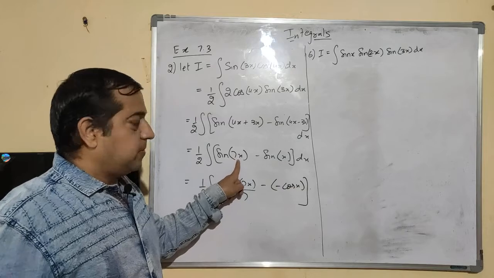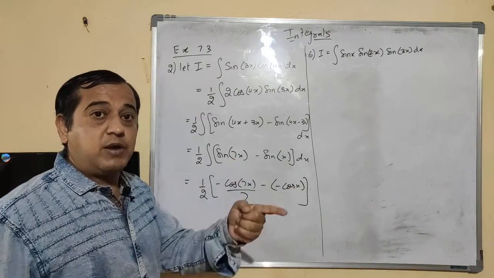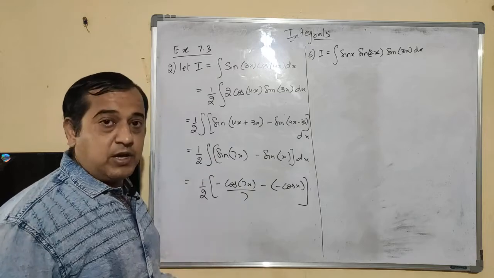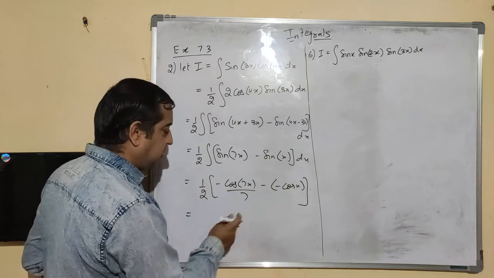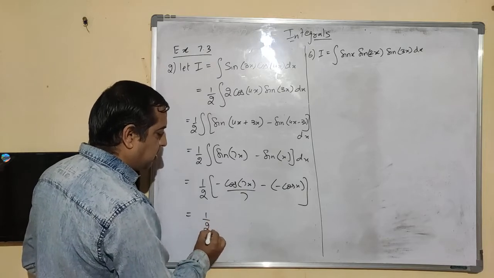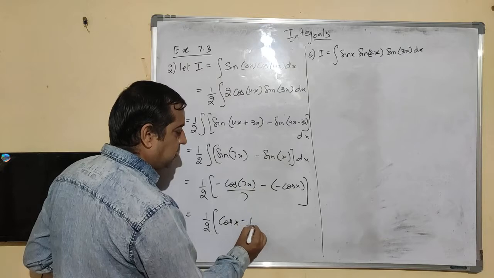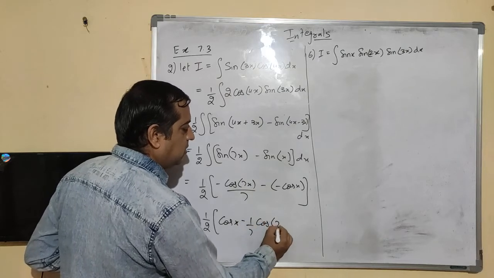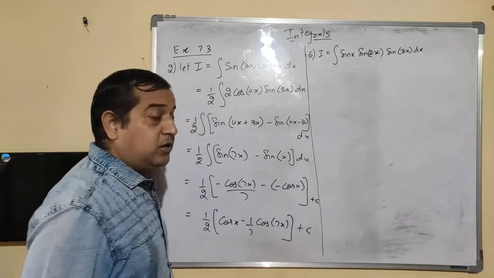Okay, here you are having 7x, coefficient of x is 7, you will divide. In the derivative you multiply it and in the case of integral you divide it. So your final answer, this will be negative and this negative is positive. You can write the same as 1 by 2 inside the bracket cos x minus 1 by 7 cos 7x. This is your answer plus constant c.